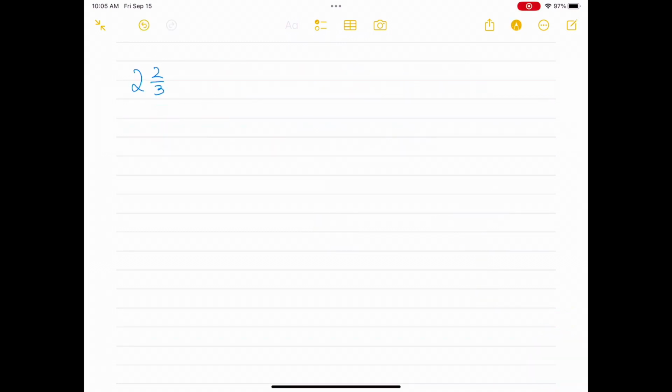2 and 2/3 times 4 times 2/7. First, I convert the mixed number into an improper fraction, so 2 and 2/3 becomes 8/3. Next, I rewrite 4 as the fraction 4/1, and I rewrite 2/7 to finish the equation. And now I am ready to multiply straight across.